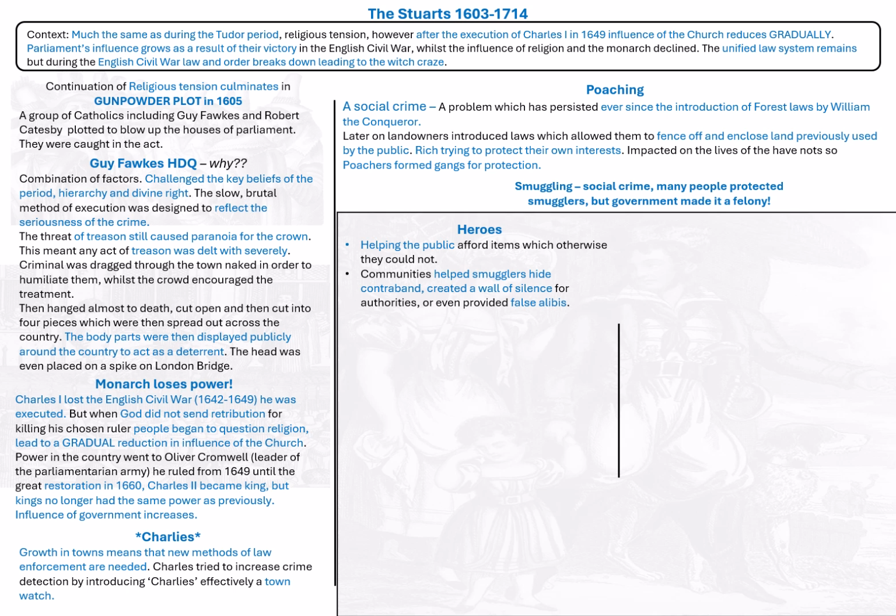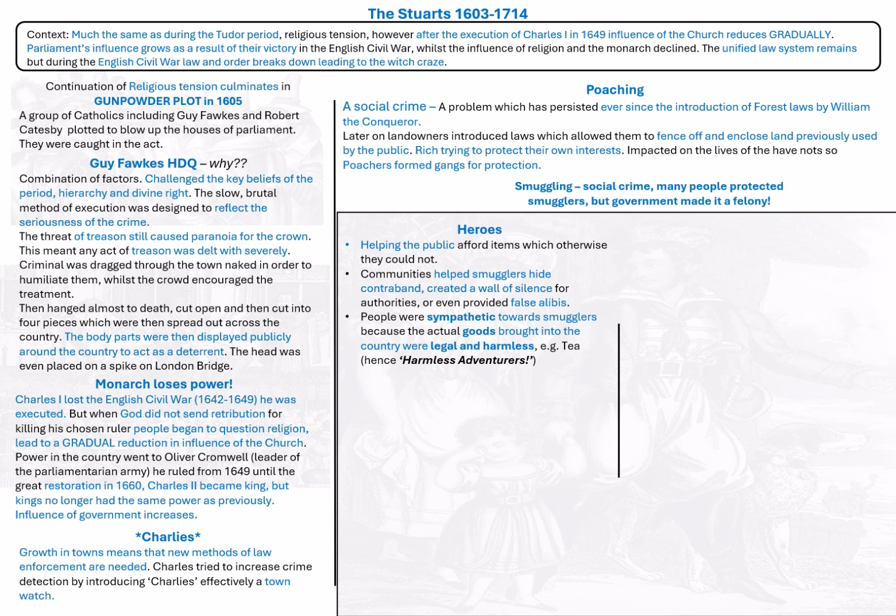Communities helped smugglers hide their contraband. They also created a wall of silence for authorities, even providing false alibis for smugglers. Alibis meaning a reason they could not have committed the crime. Saying, "Oh, they're not a smuggler. They were with me yesterday, so it can't be them who committed the crime." This meant that when authorities tried to challenge or arrest smugglers, societies simply defended the smuggler, again seeing the government as the real enemy, not the smugglers.